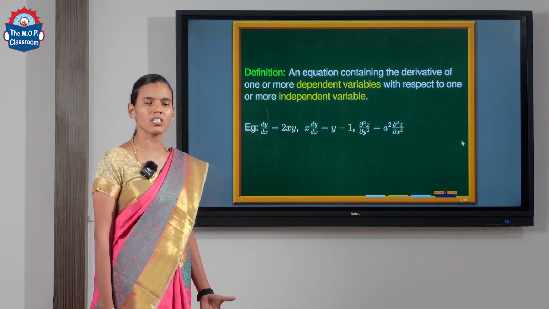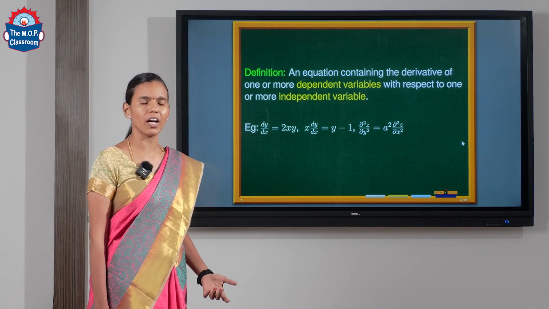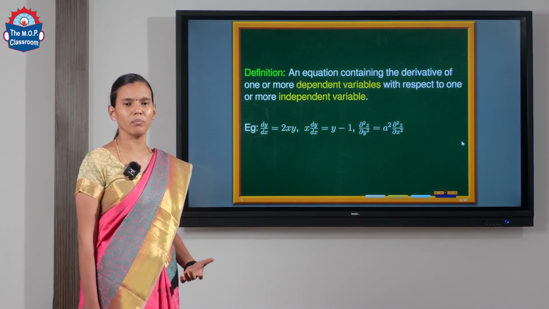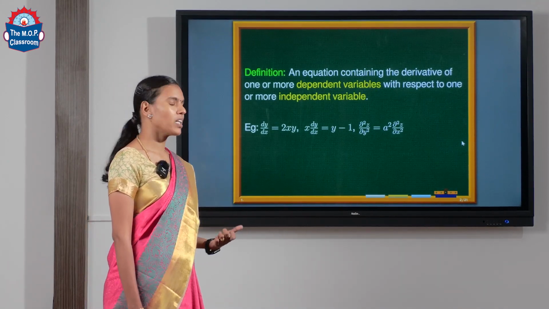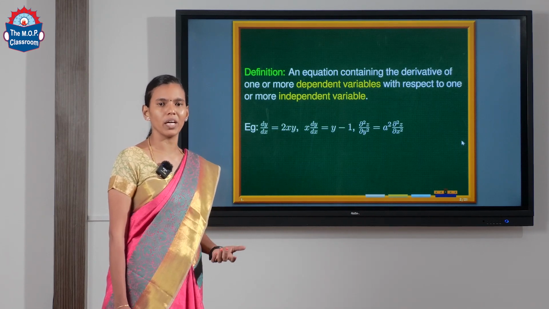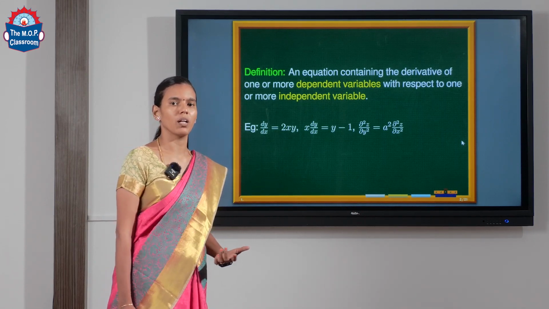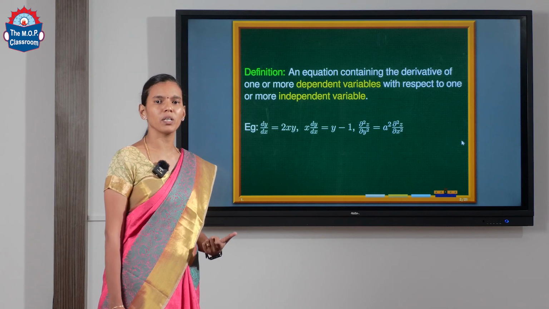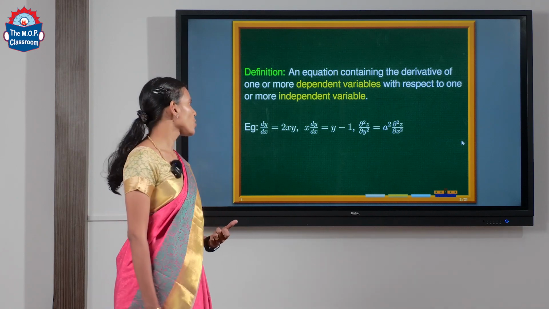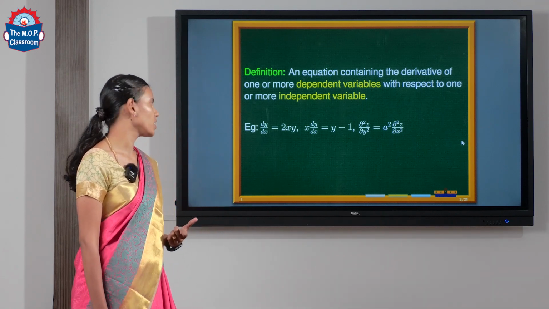As the name suggests, when a factor is depending on another factor, we call it a dependent variable. And when we have a variable which does not depend on the other variable, we call it an independent variable. For example, we can take the independent variable to be time. So here are a few examples of differential equations.